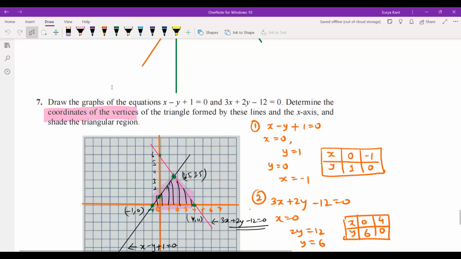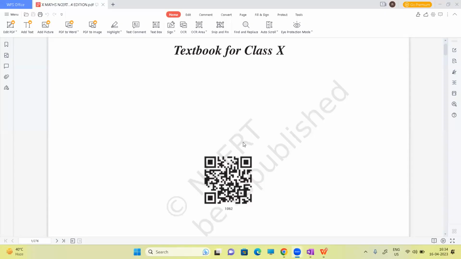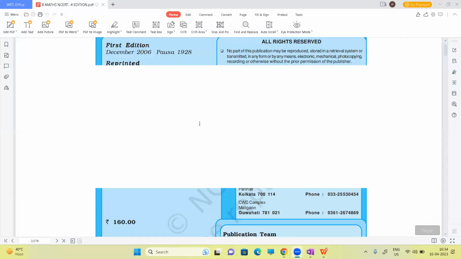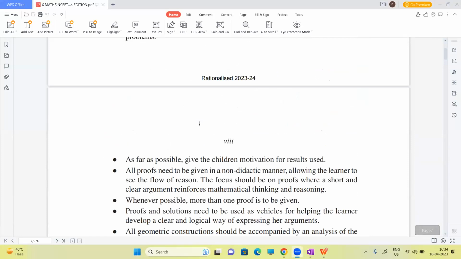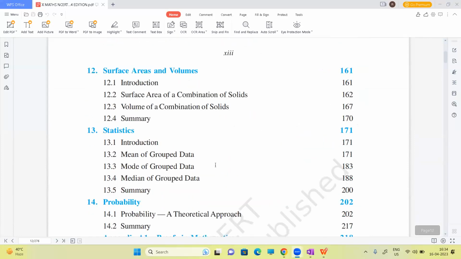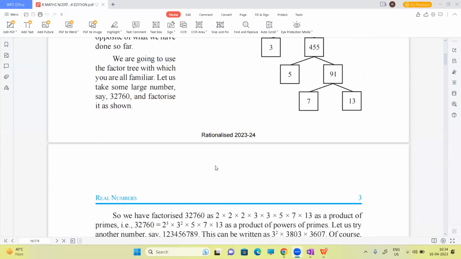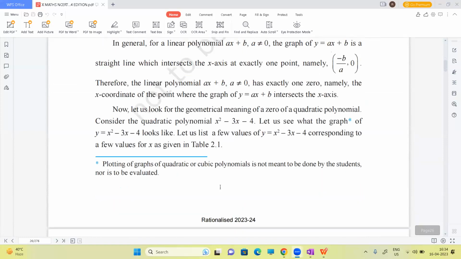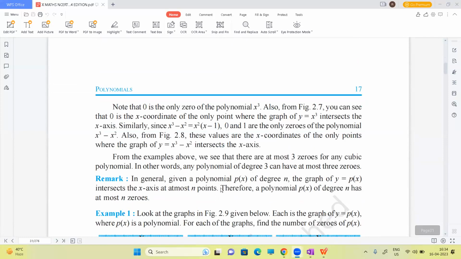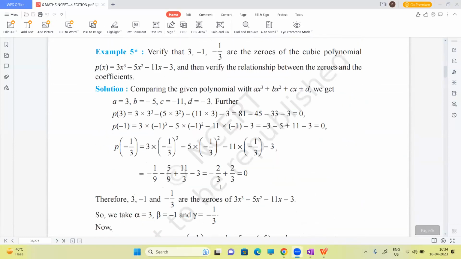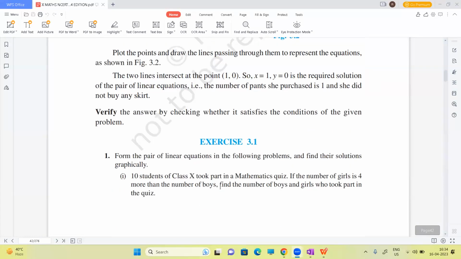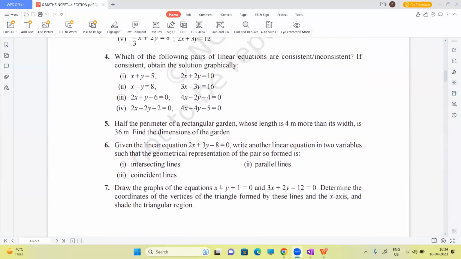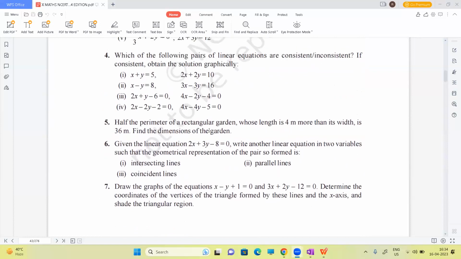So you can't see the complete book, right? I'll just share the complete screen now, one minute. This was the chapter, polynomials, chapter number 3, right? This was the exercise we did yesterday till question number 7. Question number 5 we have not done today. You can do question number 5.